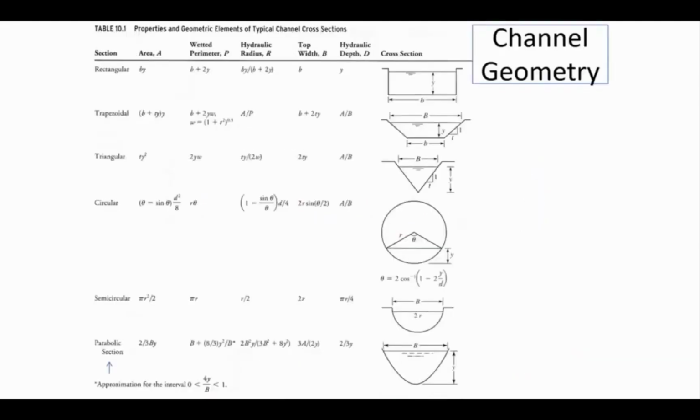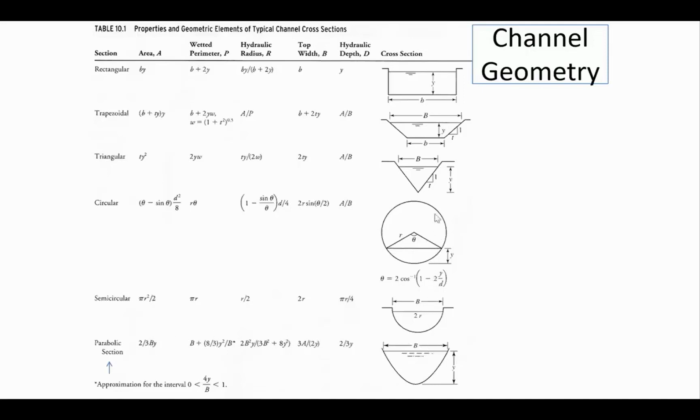There's a table in your book that I want to bring to your attention, table 10.1, and this is really important because it has some useful formulas to allow you to calculate. Some of them are pretty easy. You know, like for a rectangular channel, the area is quite obviously the depth multiplied by the width of the channel. But it's less obvious for some of the other shapes, like a parabolic section, for instance. The cross-sectional area of a parabolic section is 2/3 the top width of the channel multiplied by the depth y.